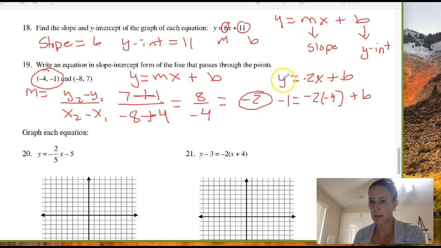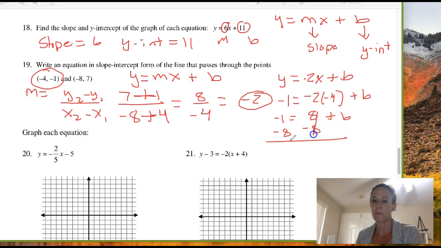So I plugged in my x and my y here. Careful, your x goes here and your y goes here. You've got to flip those around. And then solve for b. So I'm going to go negative 1 equals negative 2 times negative 4 will be positive 8 plus b. And then solve for b by subtracting 8 from both sides. And then you're going to get negative 9 equals b.